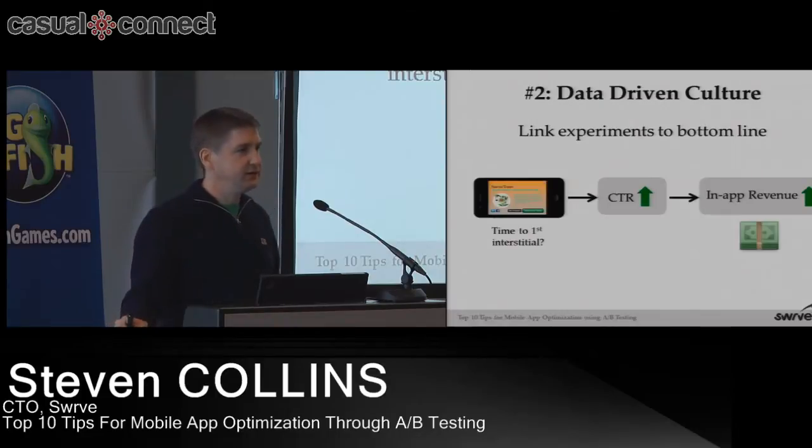So when you're running tests, make sure you know that what we're trying to do here is move a needle on revenue, ideally, or move a needle on some second-order effect that is directly correlated to revenue in the game. So, in the case of interstitial timing, it's linked to the click-through rate for the interstitial, which links directly through to the revenue from your other non-monetizing users.